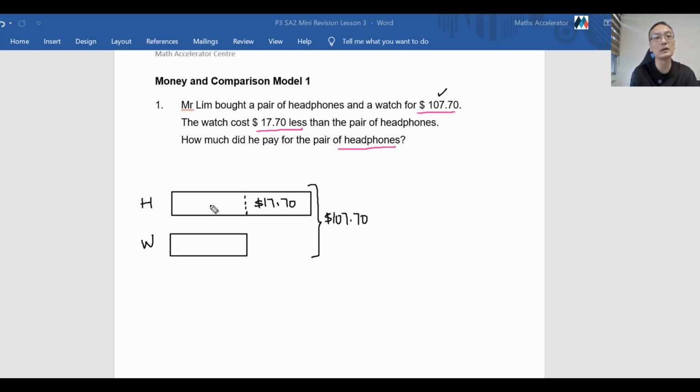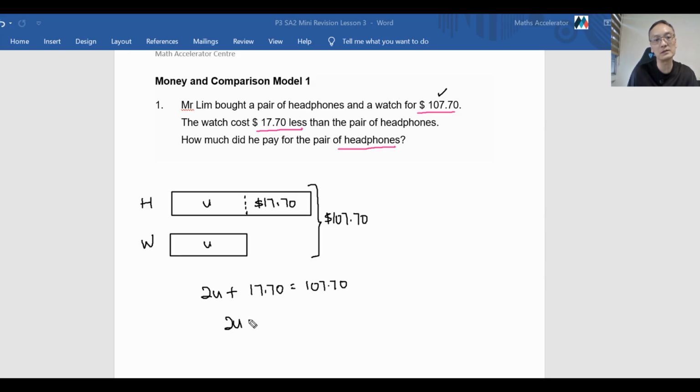And the total, as stated over here, is $107.70. Okay, we have two units here. We'll label them like this. So as you can see, we have two units and $17.70 on the left side, and the total indicated here is $107.70. So we know that 2 units plus $17.70 will give us $107.70. So our next step is to find the value of these 2 units.